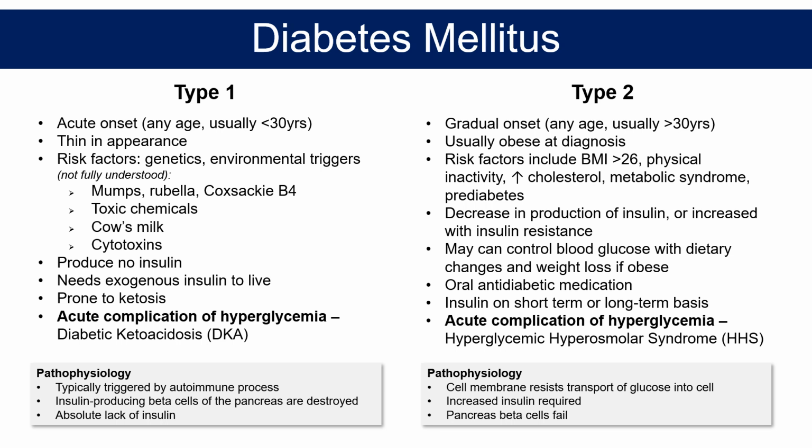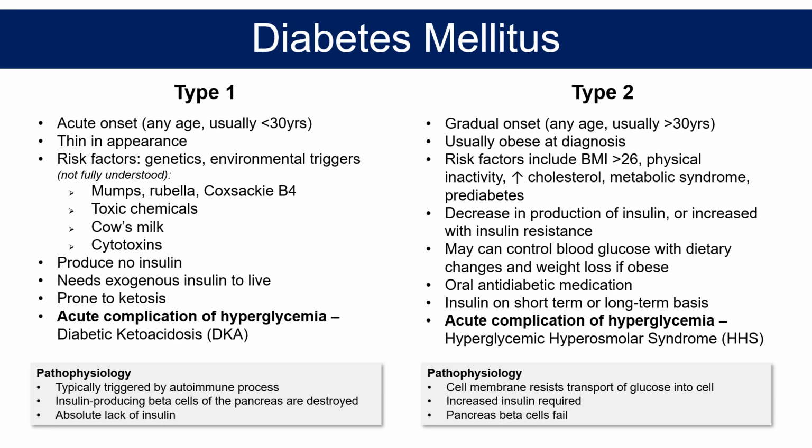That is a very big difference between type 1 and type 2. Because of that, these patients require exogenous insulin to live. So they need injected insulin multiple times a day for the rest of their life. Type 1 diabetics are also prone to ketosis. So what is ketosis? So what are ketones? So ketones are a byproduct of fat metabolism.